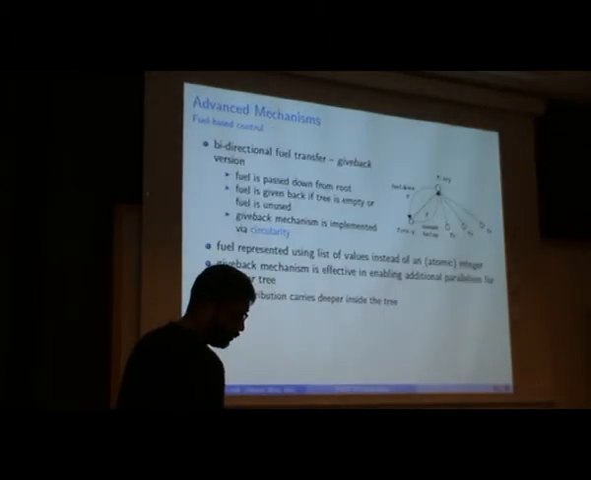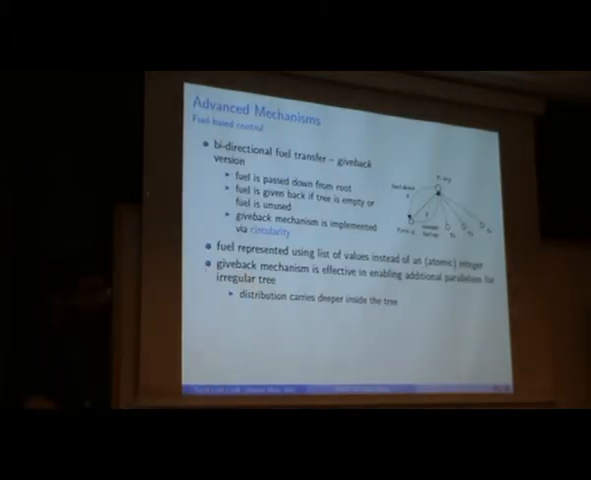Then a more interesting variant of the fuel strategy is the give back version. The give back version has bidirectional fuel transfer. The way it works is fuel is initially passed down from the root, and fuel is given back if it is empty or unused, and that fuel that is given back to the top node can be redistributed elsewhere in the tree where it is most needed.